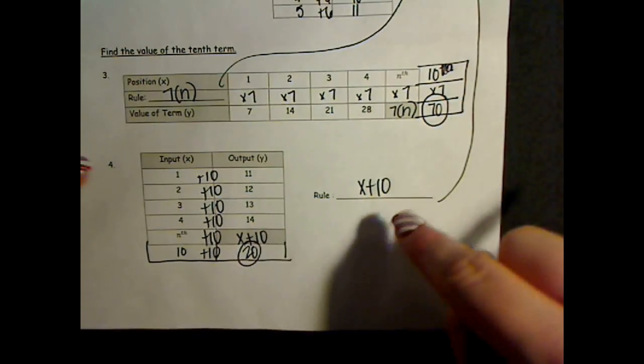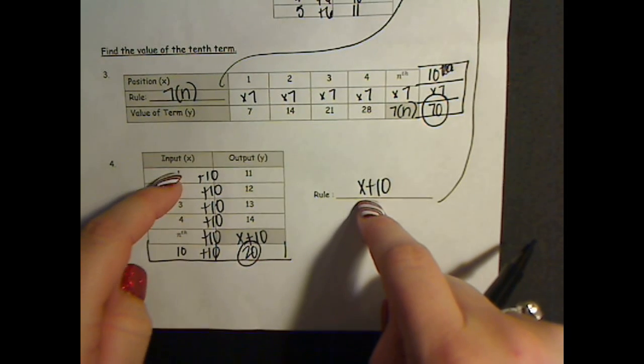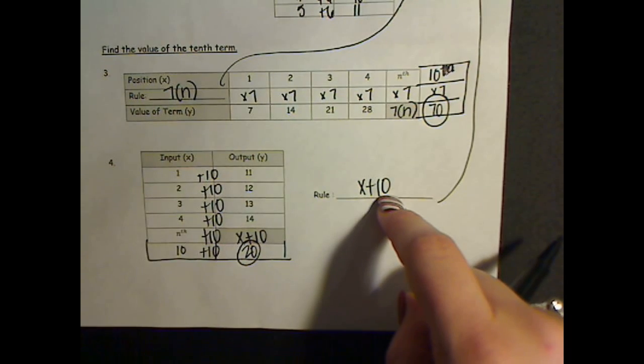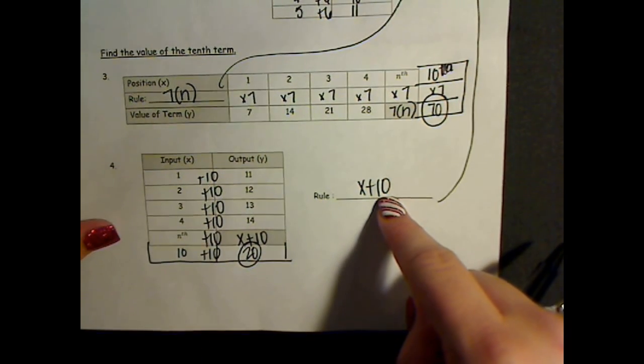So remember, when you're writing your rule, ask what do you do to x to get y? Well, I add 10 to x to get y. And then to know the 10th term, 10 plus 10 is 20. That's all you do.